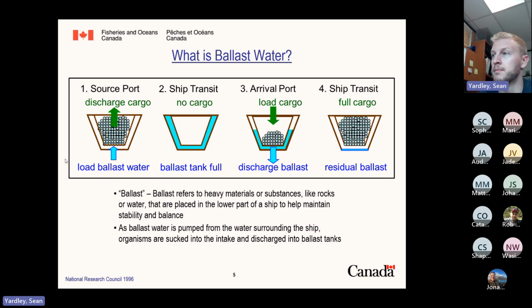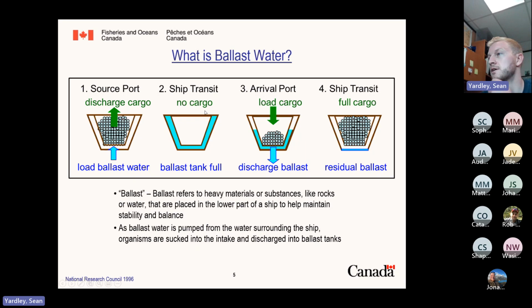And this diagram here at the top describes that process. A ship will be at its port, which we'll call its source port, and they'll often be discharging or unloading their cargo. As that weight comes off, the ship starts to rise a little bit higher in the water. So to maintain stability and an even level in the water, they'll start to pump ballast in as a counterweight. And like I said before, as they pump that water in, all the organisms that are in that environment end up in the ballast tanks.